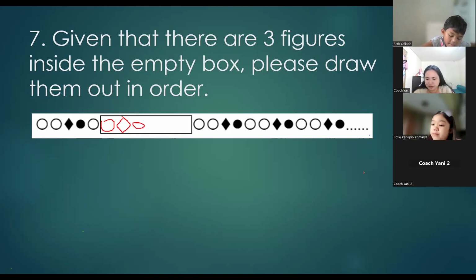So let's check for this one. You see here, the one set of the pattern is circle, circle, diamond, circle. You can also see it here, circle, circle, diamond, circle. So here we just have to continue the pattern: circle, circle, diamond, circle. That's correct, Sophie. Thank you so much. So the answer in this one is circle, diamond, and circle.